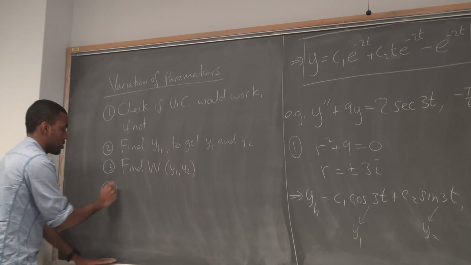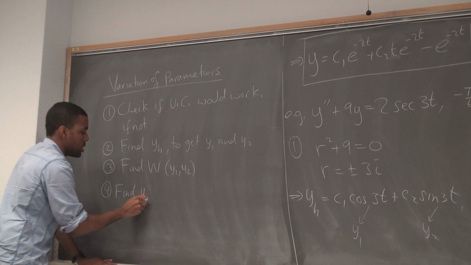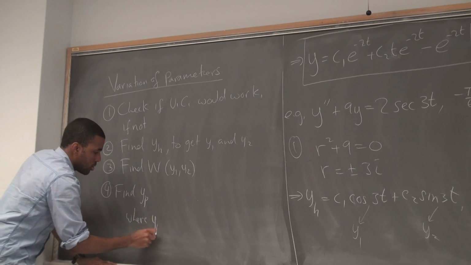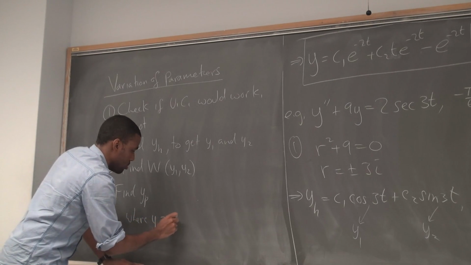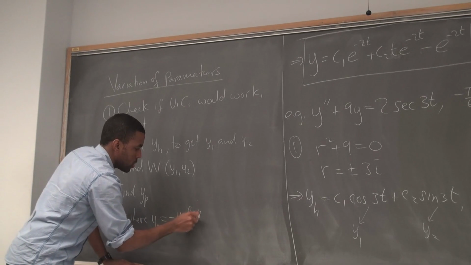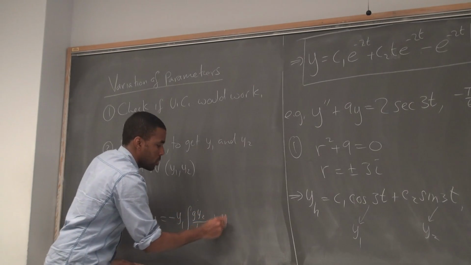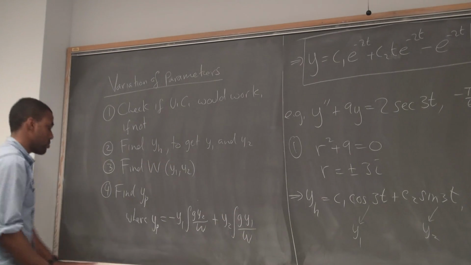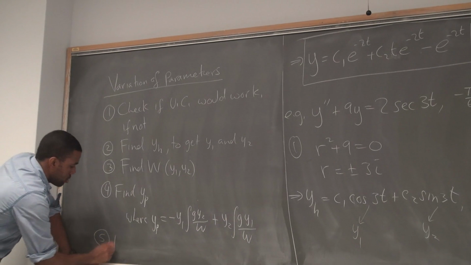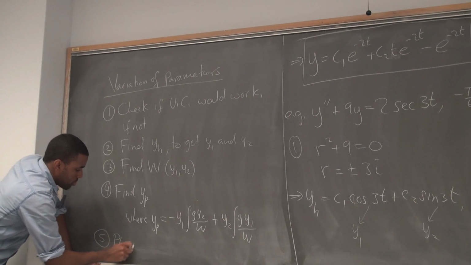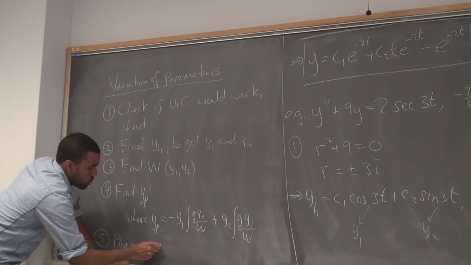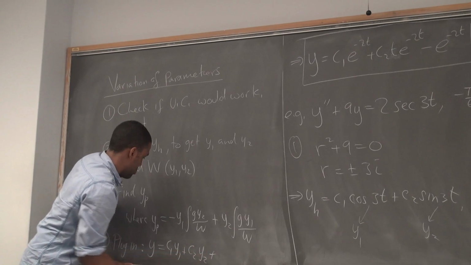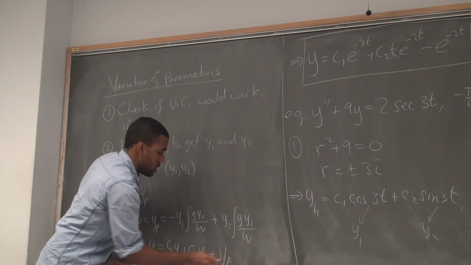Step 4, find yp, where yp is equal to minus y1 integral of g y2 over W plus y2 integral of g y1 over W. Plug in. Your general solution would be c1 y1 plus c2 y2 plus your yp.